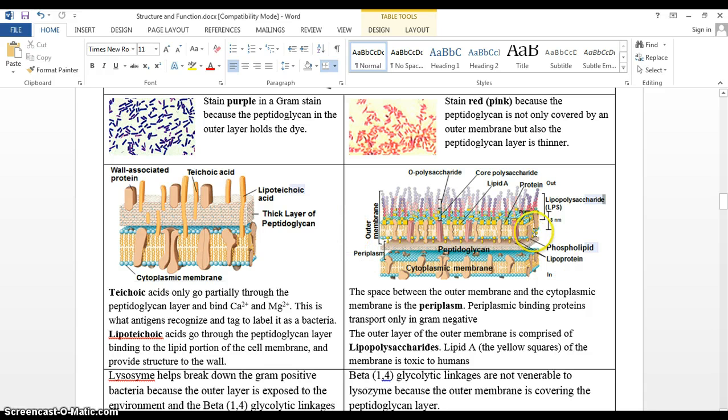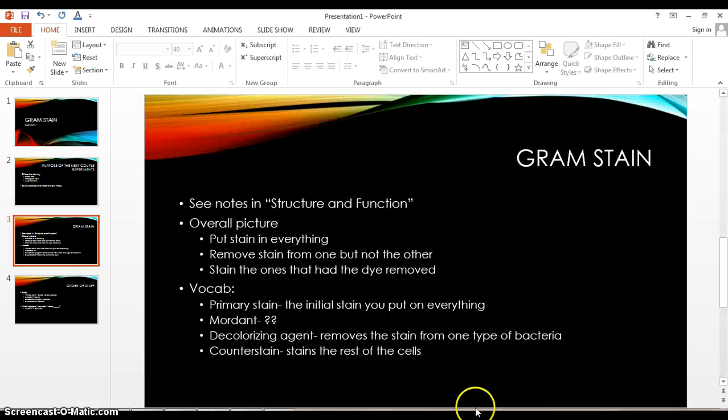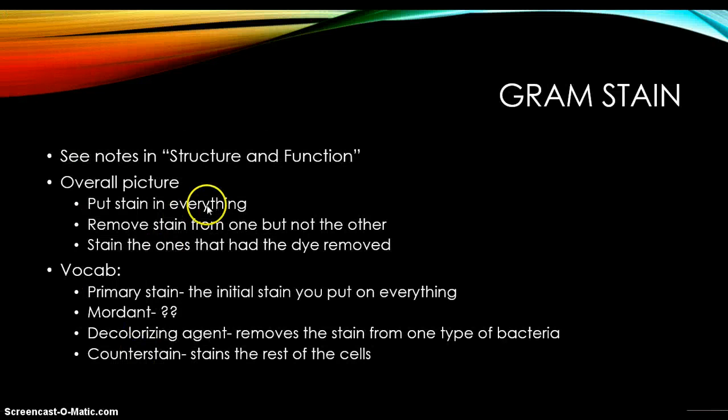Gram-negative cells also have a membrane covering them, composed of lipopolysaccharides, and these lipopolysaccharides are very important in this whole process of gram staining and differentiating between gram-positive and gram-negative cells. So let's take a look at what these stains actually are. The vocab that we're going to be dealing with is primary stain, mordant, decolorizing agent, and counterstain.